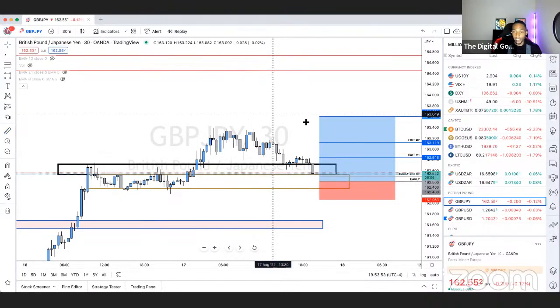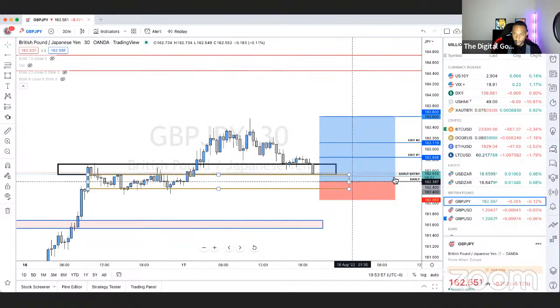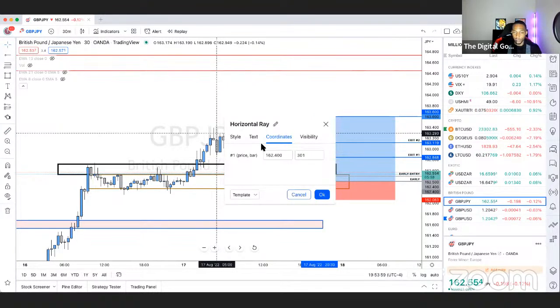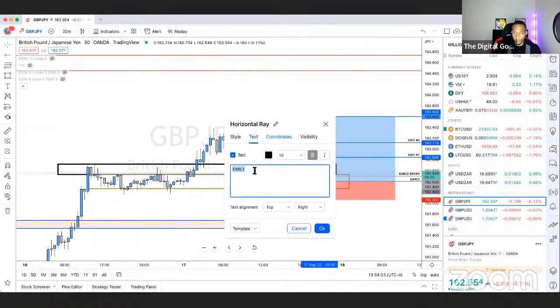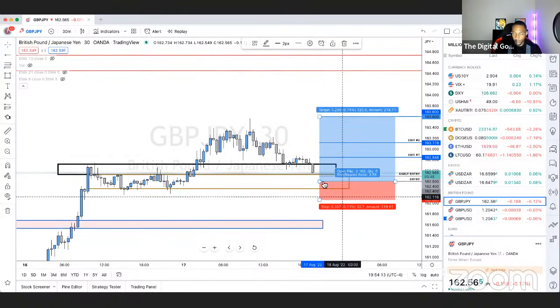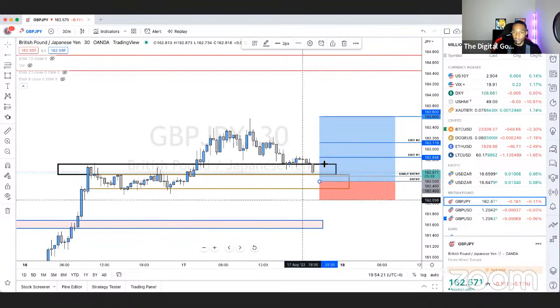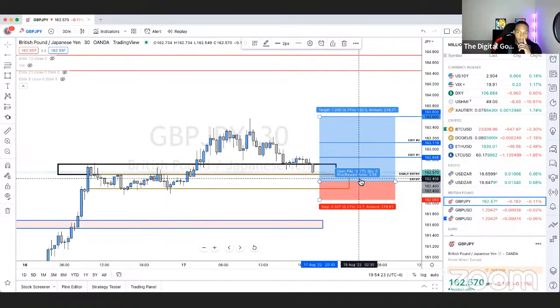So about 10 pip difference, guys. If you enter in the early entry, you'll be 10 pips behind. If you enter in this entry, and it pops up from here, we'll pretty much have like a sniper entry, guys, okay?